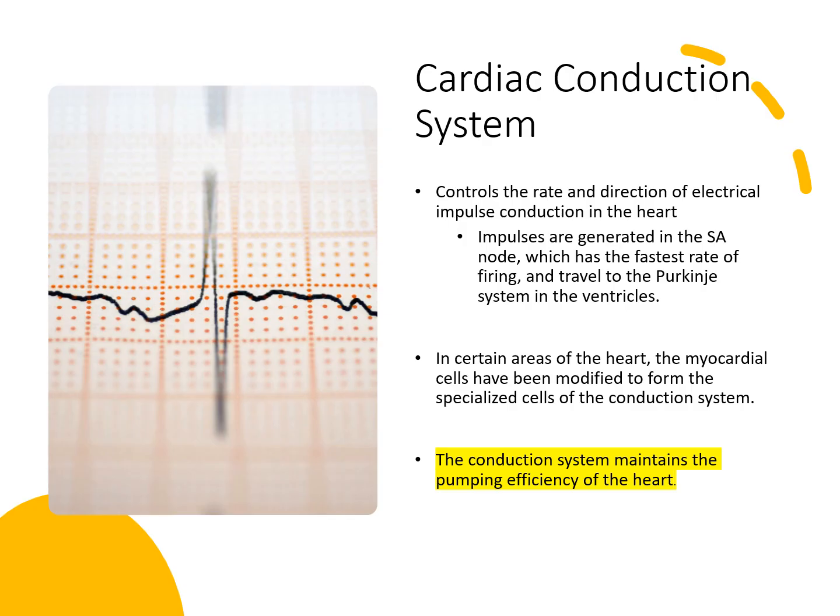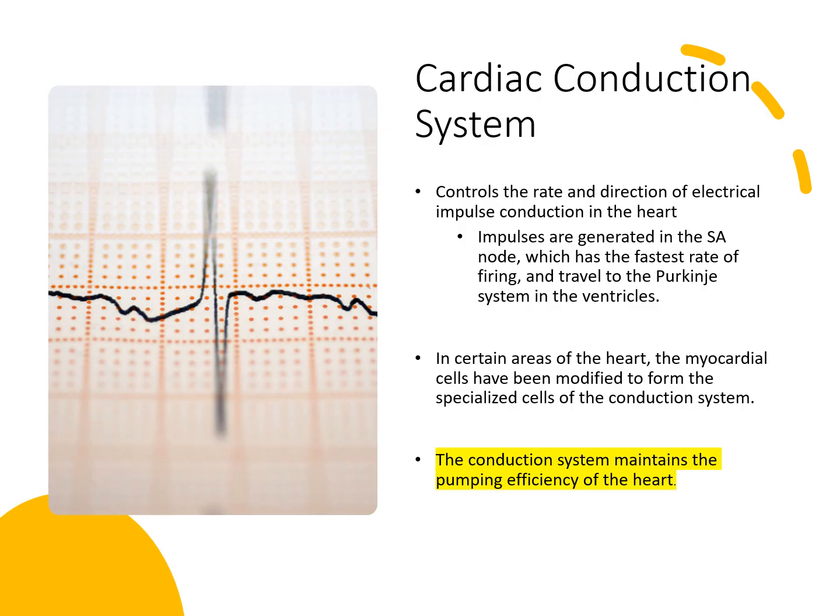In certain areas of the heart, the myocardial cells are modified to form specialized cells of the conduction system that move these electrical impulses throughout the heart. I have it highlighted here, and we've said it before, but just a reminder that the conduction system is instrumental and really important to maintaining the pumping efficiency of the heart. If you have an electrical system that is not working properly, you lose pumping efficiency as well. So all of those things that can happen when your pump isn't working well, like heart failure, can occur if you have a conduction system issue.